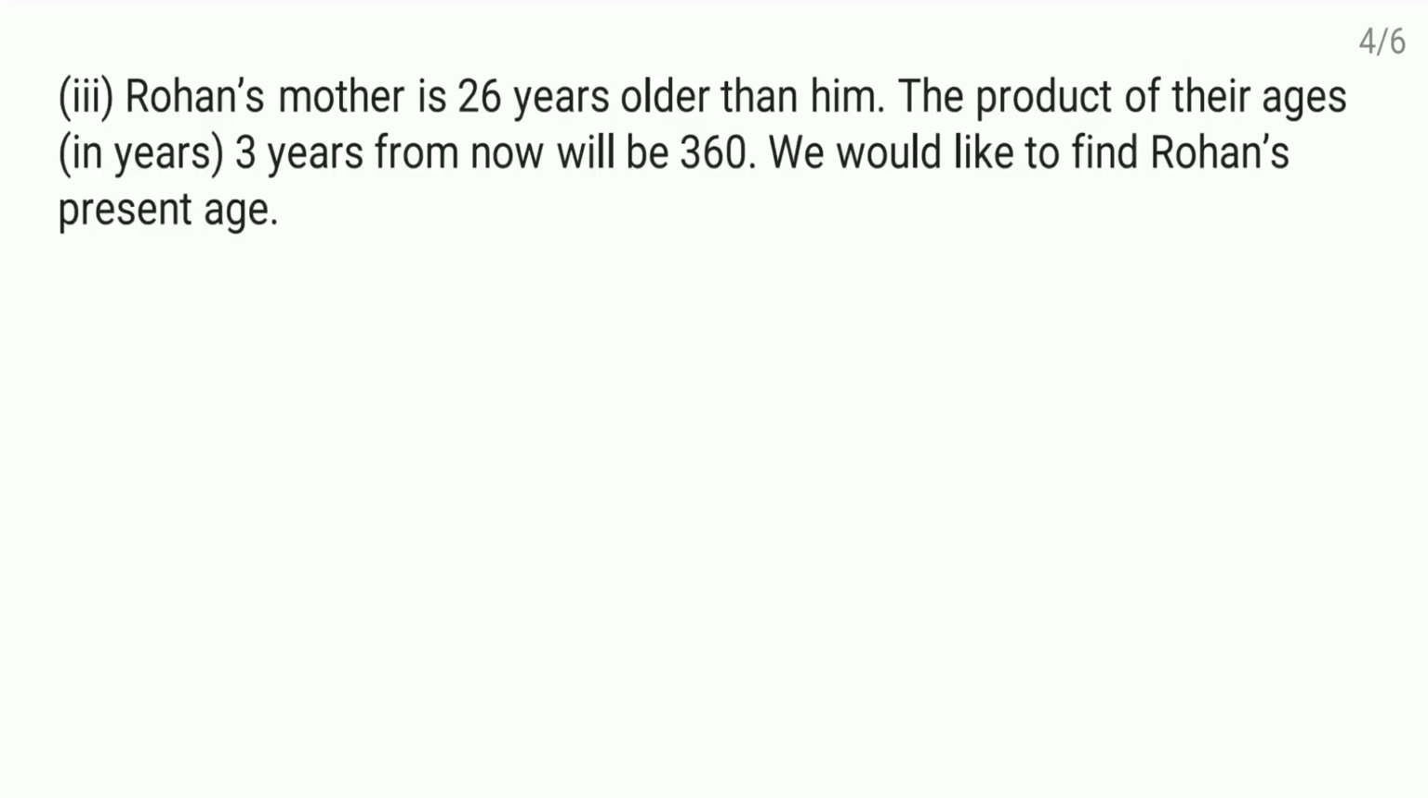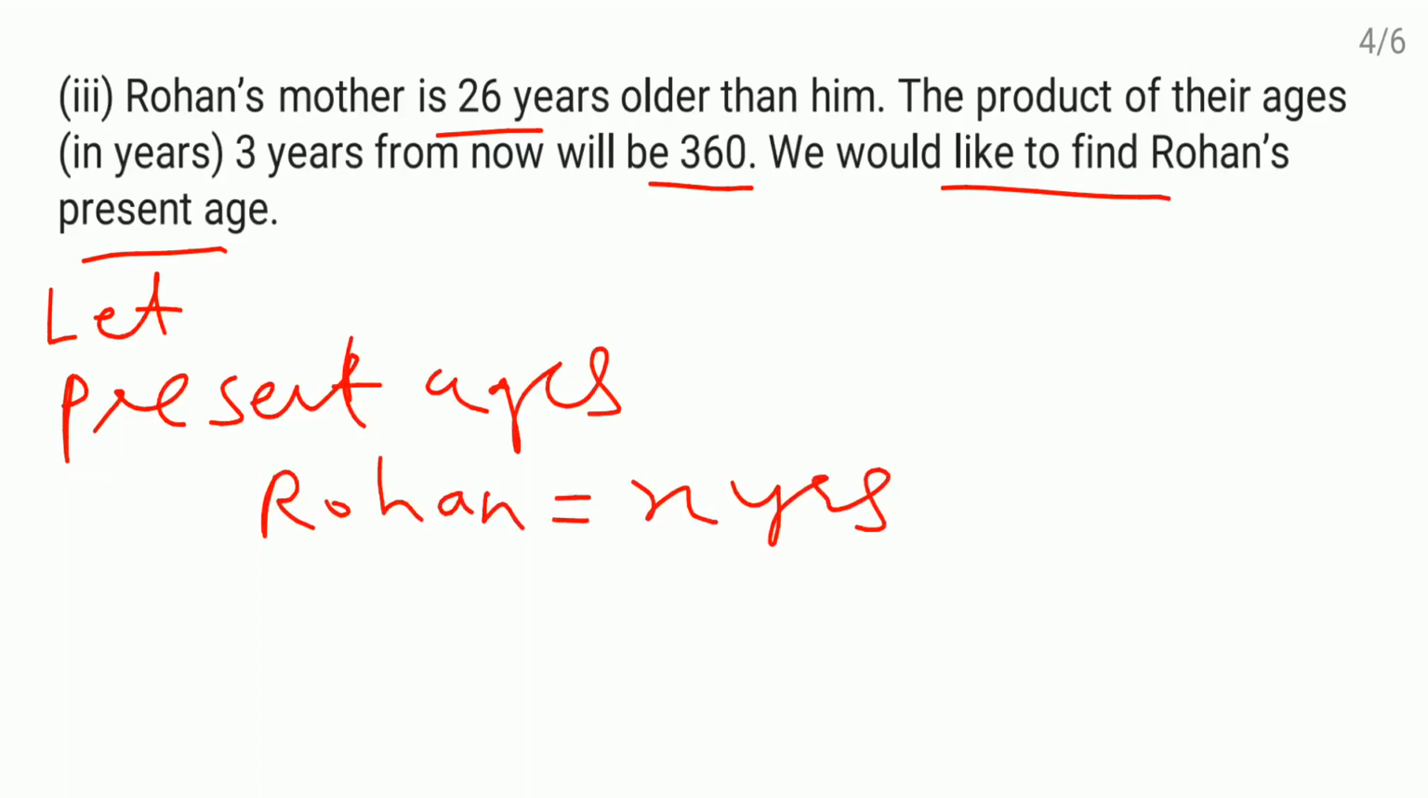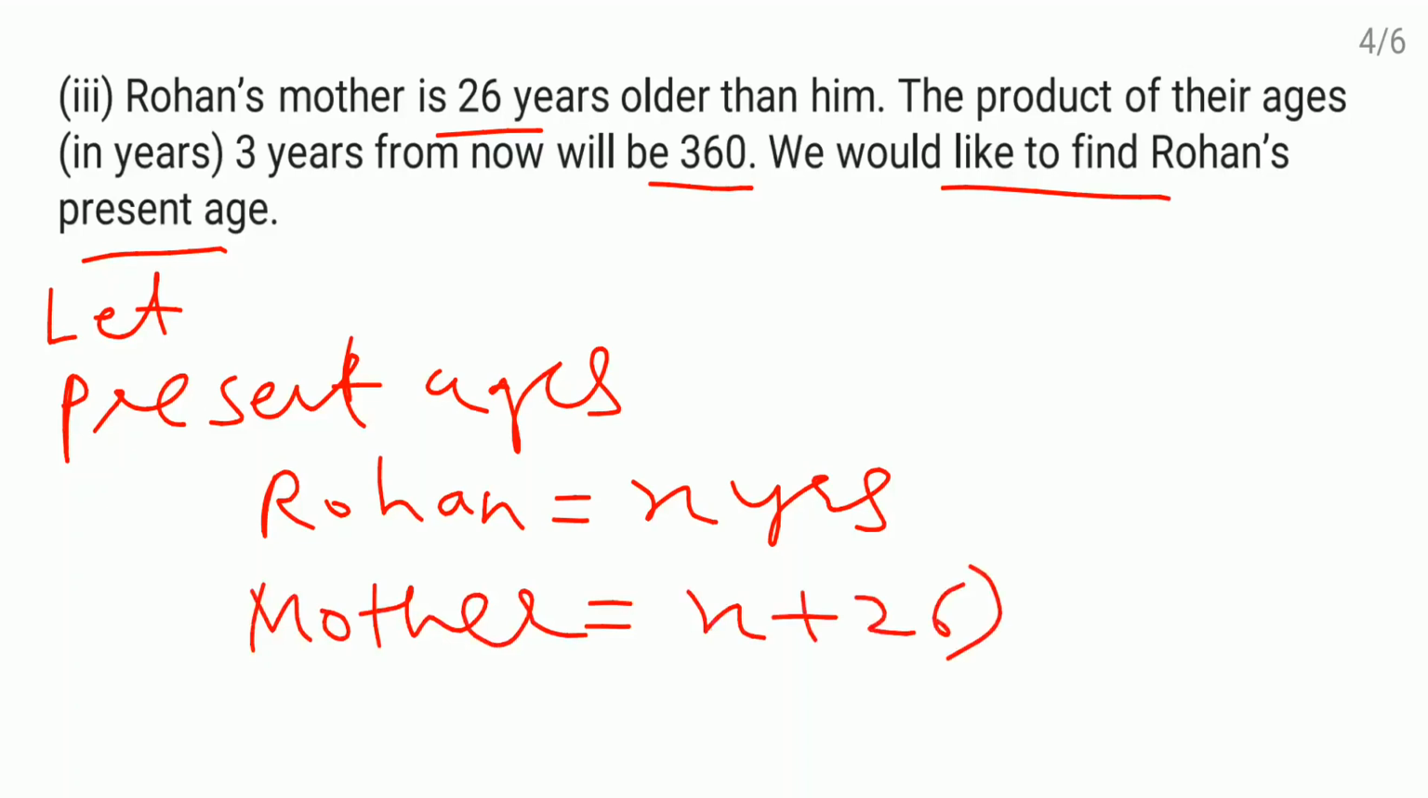Rohan's mother is 26 years older than him. The product of their ages in years 3 years from now will be 360. We would like to find Rohan's present age, right? Now here first we'll consider their present ages. So here I'll write down, let their present ages. Here I'll write down Rohan, which is equal to x years, and his mother, which is equal to x plus 26 years. And now after 3 years.